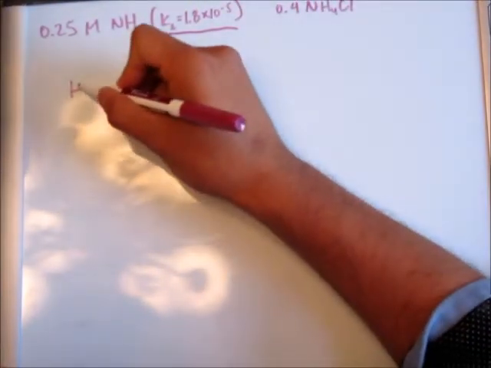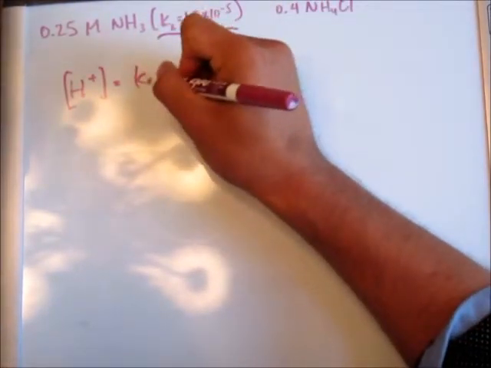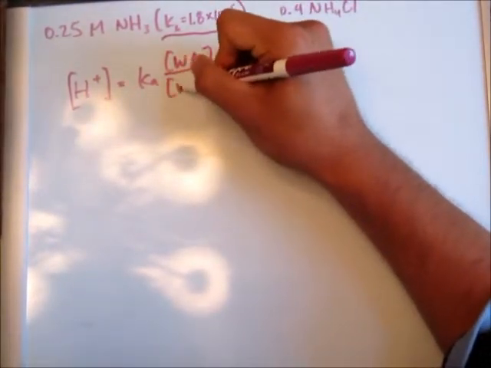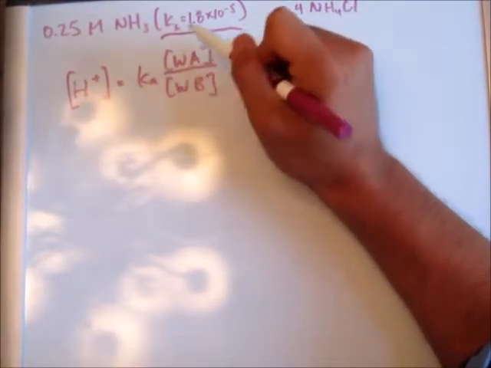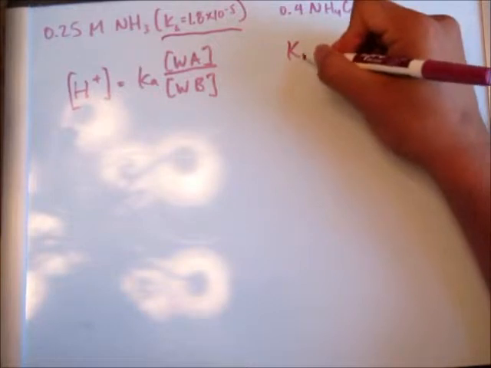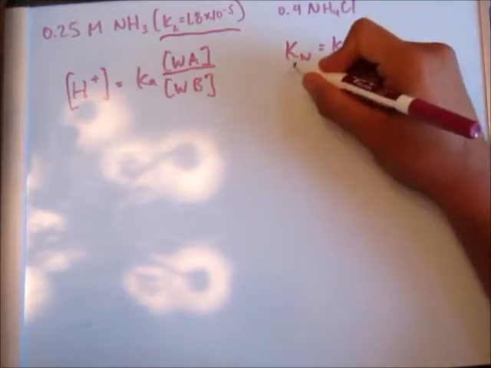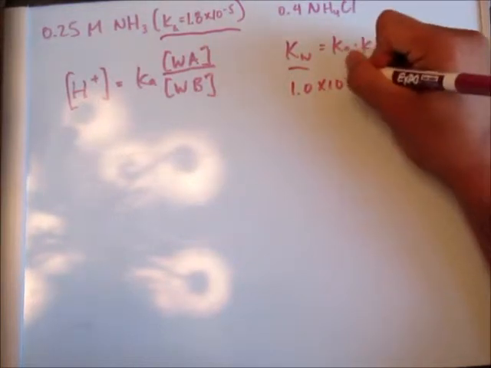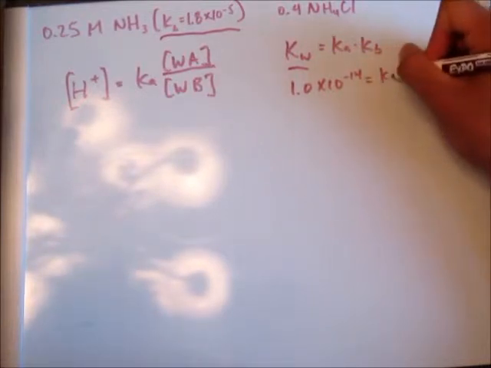First, write the H plus concentration equation for a buffer solution, which is Ka times the concentration of weak acid over weak base. Now we have Kb and we want to solve for Ka, so in order to find Ka, we have to use Kw equals Ka times Kb. We know that Kw is equal to 1.0 times 10 to the negative 14, and Kb is 1.8 times 10 to the negative 5.